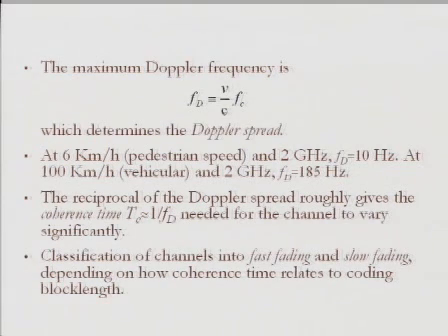And it allows us to classify channels into fast fading channels and slow fading channels. So when this coherence time is long, we have a slow fading channel. When this coherence time is short, we have a fast fading channel. And we'll see that there's pretty distinct ways of studying these classes of channels.